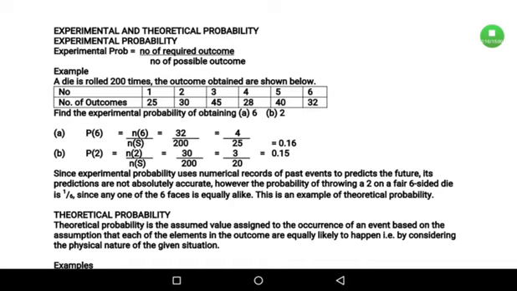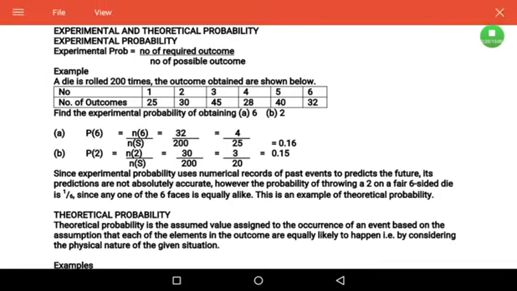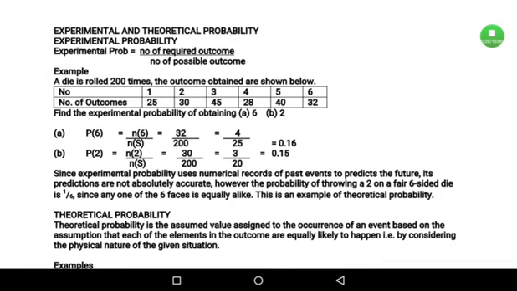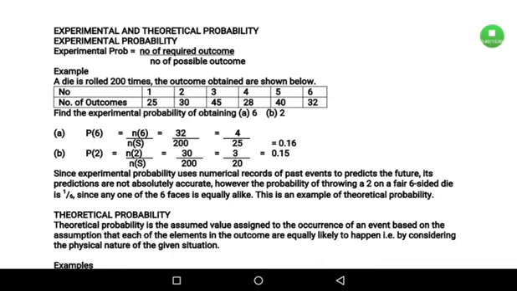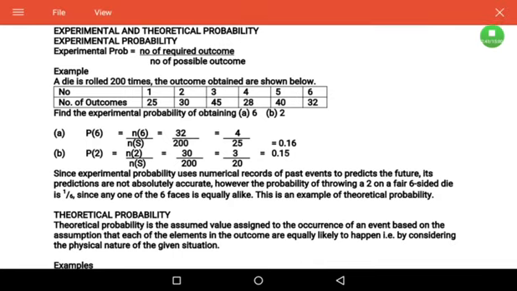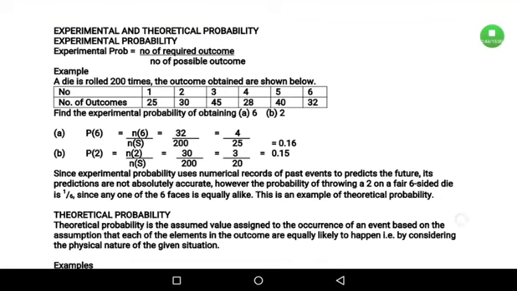Now for B, it says the probability of it showing a 2. From the table, you can see that it showed a 2 for 30 times. So the number of times 2 showed is 30, over the sample space, which is 200. Can you see it there? So we have 30 over 200, which in the lowest terms is 3 over 20. That gives us 0.15. I believe that's clear.